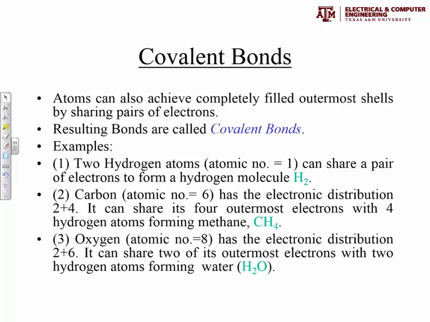Yet another example. Oxygen has an atomic number of 8. That means in the innermost shell you're going to have 2, and then you're going to have 6 electrons in the outermost shell. So it is 2 short of achieving the stable configuration. What it can do is share 2 of its outermost electrons with 2 hydrogen atoms, forming water, or H2O.